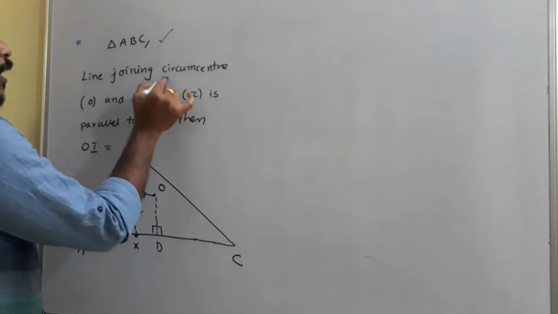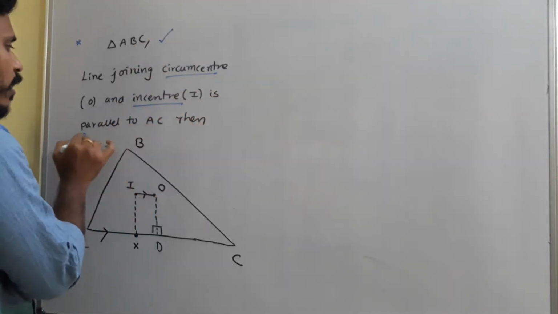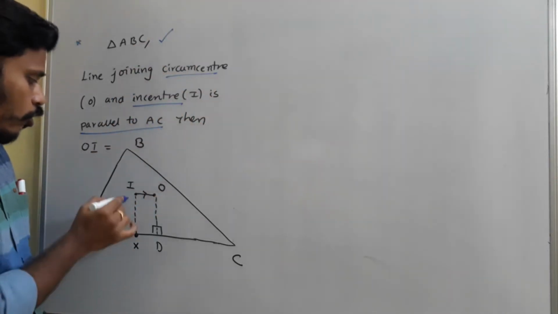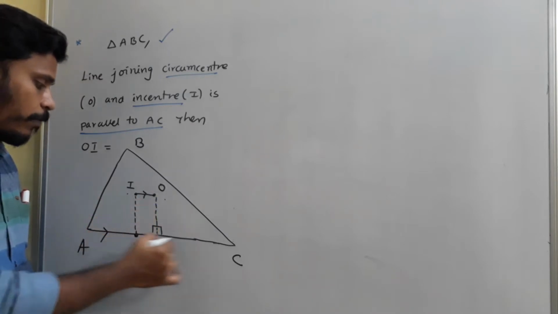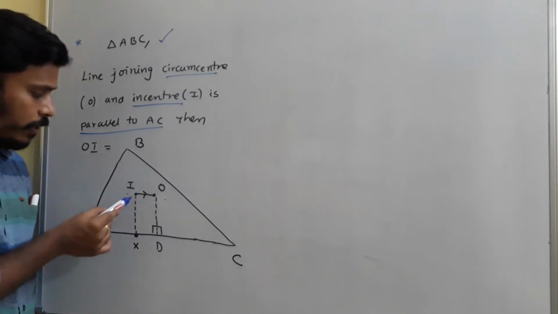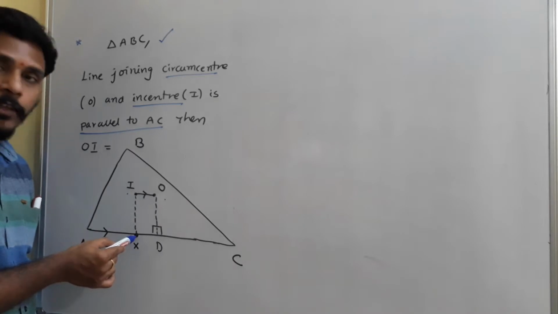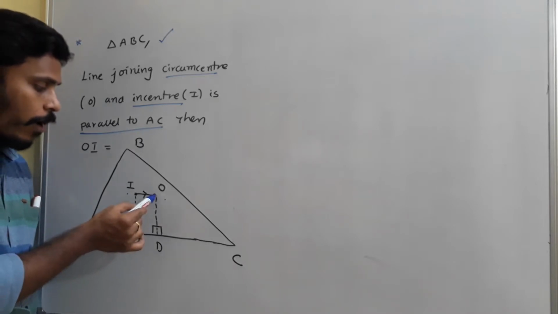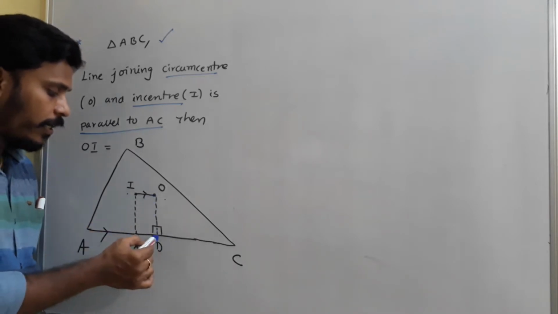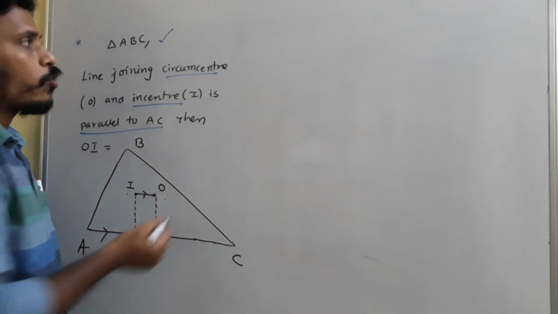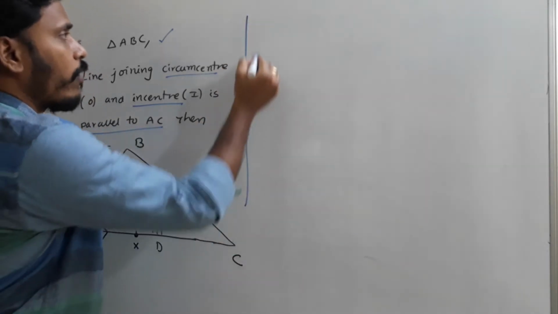Which line joining circumcenter and incenter is parallel to AC. So this is the incenter, this is the circumcenter, parallel to AC. From the incenter to the side AC, X is the foot of the perpendicular, and from the circumcenter to side AC, D is the foot of the perpendicular. So first of all, you just identify one thing.